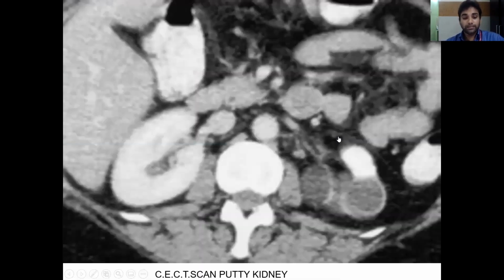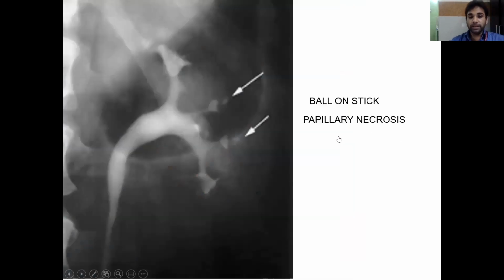Ball on T sign. This is another case of CECT scan putty kidney. This is the ball on T sign. Image shows IV shows ball on T sign. So urographic pattern of papillary excavation is seen in patients with renal papillary necrosis. This sign occurs when contrast material fills central excavations in the papilla of the interpolar region, giving a ball on T appearance.